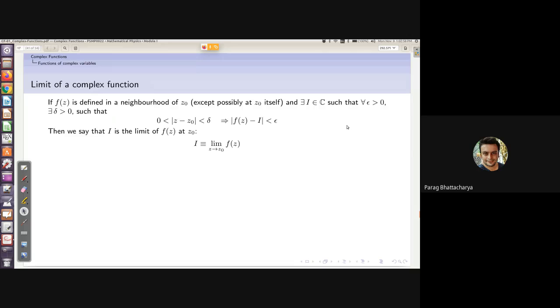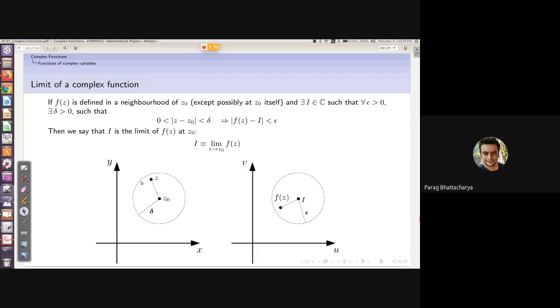Okay, I'll move forward. Formally, you can define what is known as the limit of a complex function. Suppose a function f of z is defined in a neighborhood of z naught, except possibly at z naught itself. Then for all l which belongs to the set of complex numbers, if we take a positive epsilon, there exists a delta which is positive such that if the modulus of z minus z naught, the distance between the two points, is less than delta, then the distance between the value of the function at z and l is less than epsilon. Then we say l is the limit of the function at z naught.